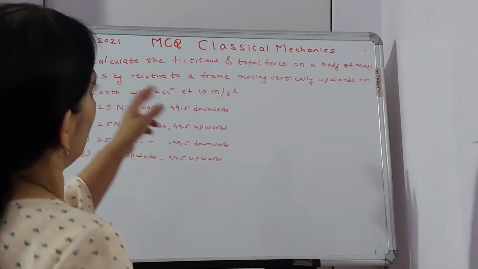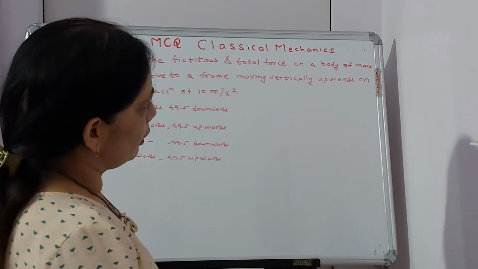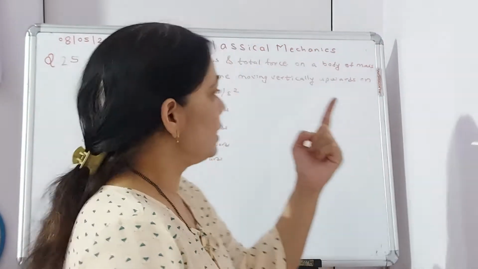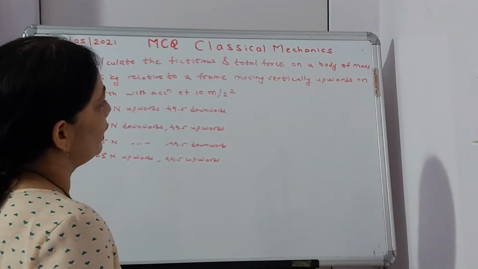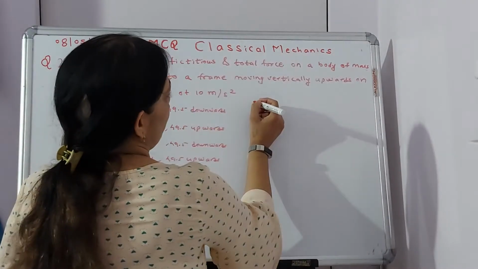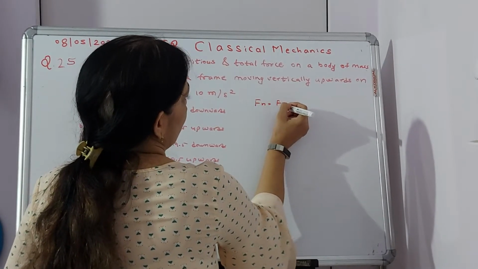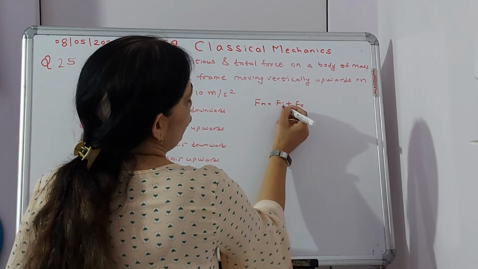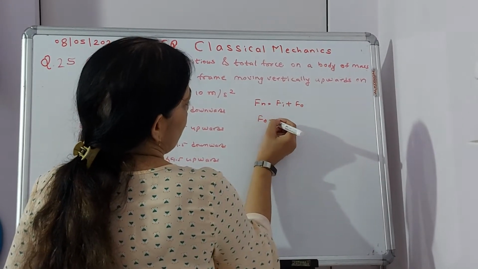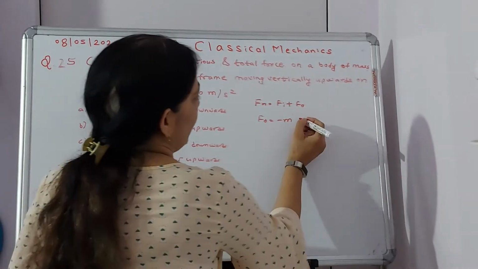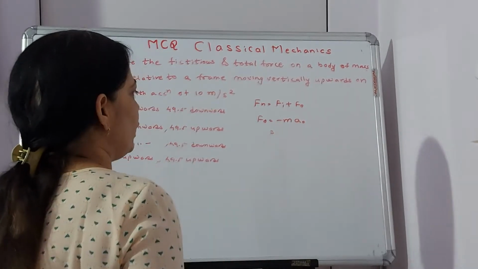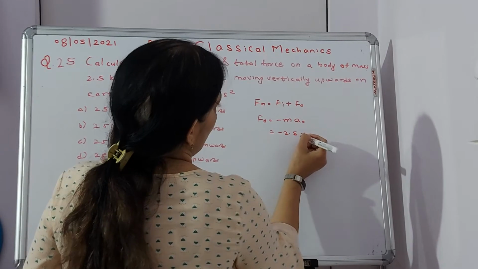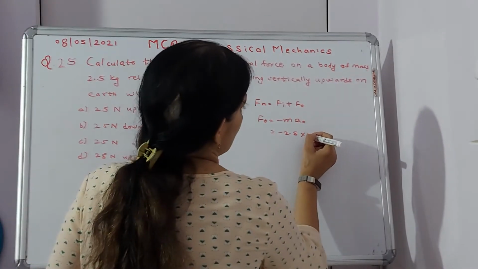Next question. Calculate the fictitious and total force on a body of mass 2.5 kg relative to a frame moving vertically upwards on earth with an acceleration of 10 meters per second squared. So here the formula which we'll use is F is equal to Fi plus Fo. F is total force, Fi is true force, and Fo is fictitious force. So what is the fictitious force formula? It is minus M into A0. Right? So in knowing the value of Fo, what is the value of mass? It is 2.5 kg. What is my acceleration given? It's 10 meters per second square.